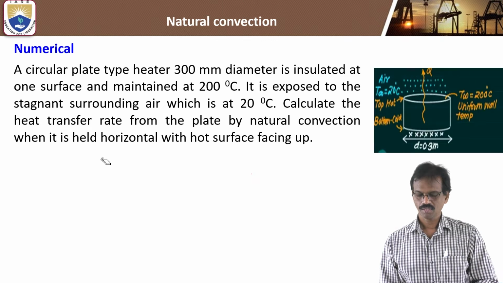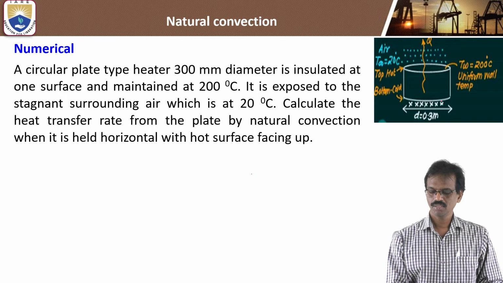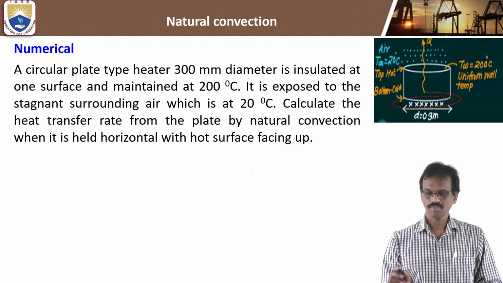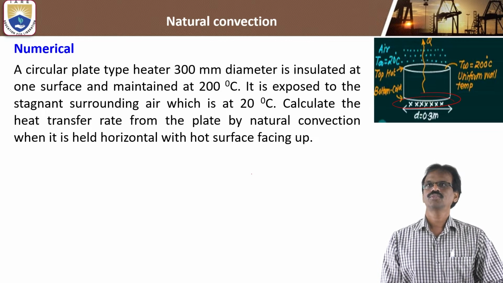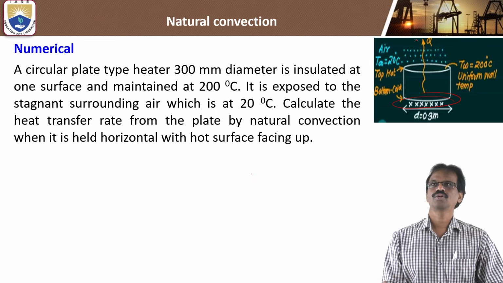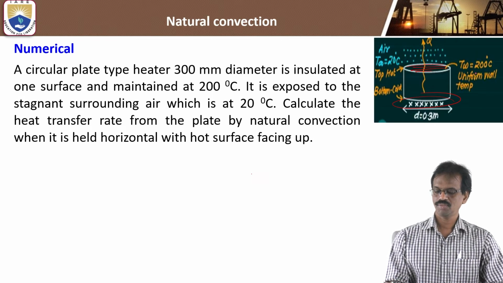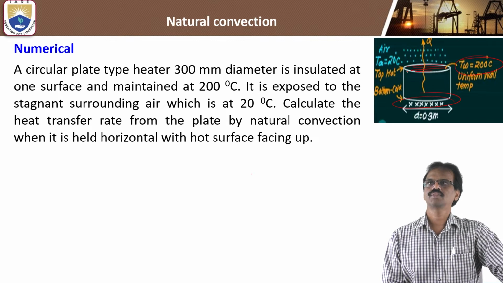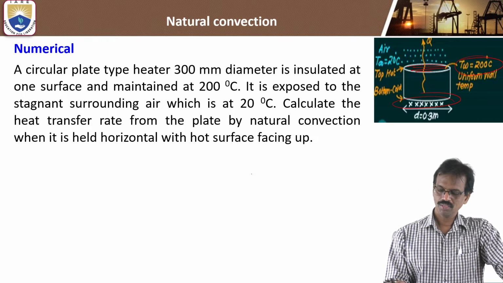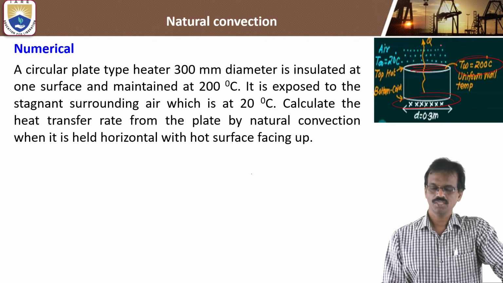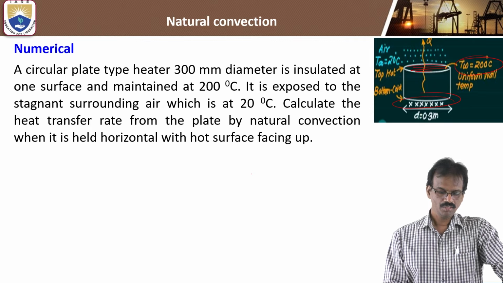You see, this is the plate. The bottom surface is insulated, so there is no heat transfer from it. Heat transfer takes place from the top surface. The temperature of that surface is equal to 200 degrees Celsius, uniform wall temperature. Heat transfer takes place from the top to the surrounding air, which is at 20 degrees Celsius.